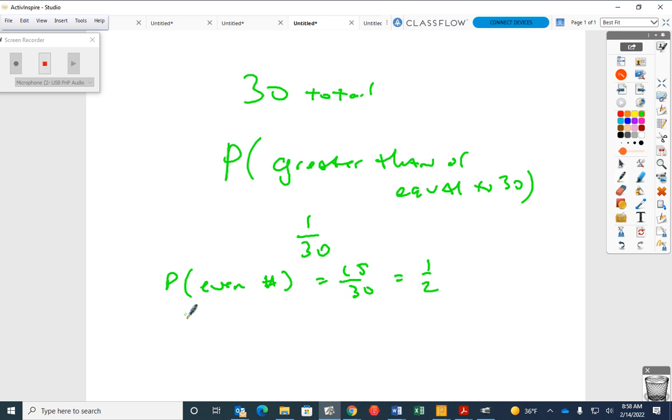I tell you what, try this one. If I said the probability of a number without a 1. How many numbers don't have a 1? Let's go through them. 2, 3, 4, 5, 6, 7, 8, 9. Can we use 10? No. Can we use 11? No. Can we use anything up through 19? No. Can we use 20? Yes.